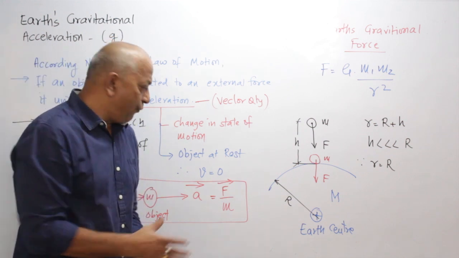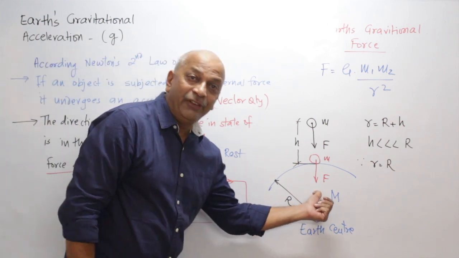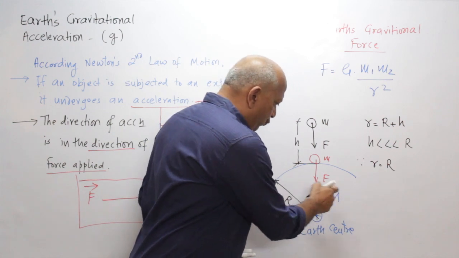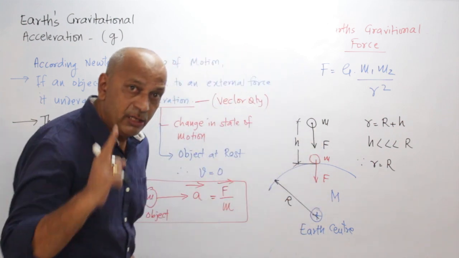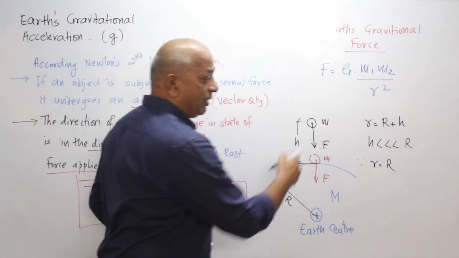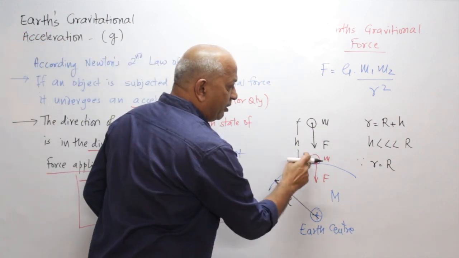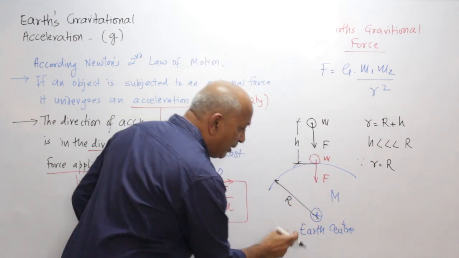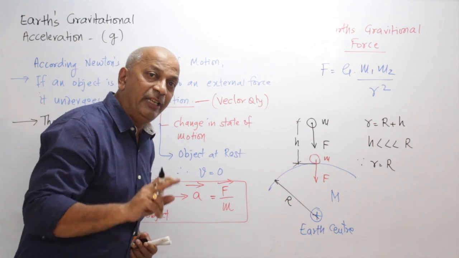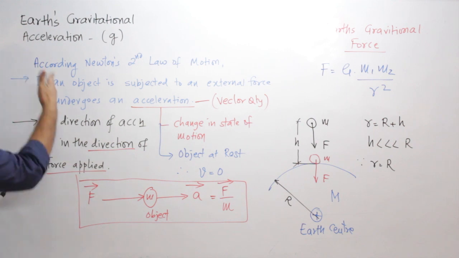So naturally, if we apply Newton's second law of motion to the force of gravitation of Earth, then this gravitational force which the Earth is applying on the object must also produce acceleration in the mass. Is it not? Because this mass is also experiencing force because of Earth, so naturally this mass must also experience an acceleration. So note this down properly.